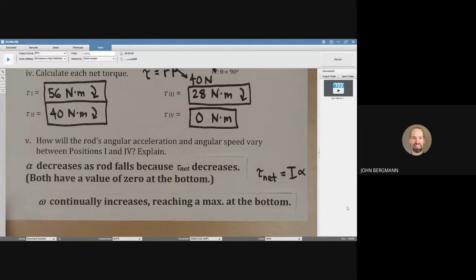Now, it's rotating faster and faster and faster at a lesser and lesser rate as it rotates. In other words, its angular speed changes quite a bit there at first. And then as it swings down, it's still increasing. It's still rotating faster and faster, but it's not rotating faster and faster at as great a rate. So omega, the angular velocity, will continually increase, and it reaches a maximum at the bottom.